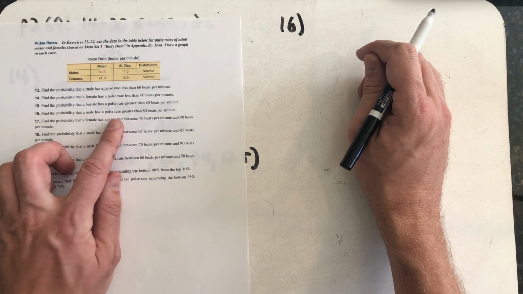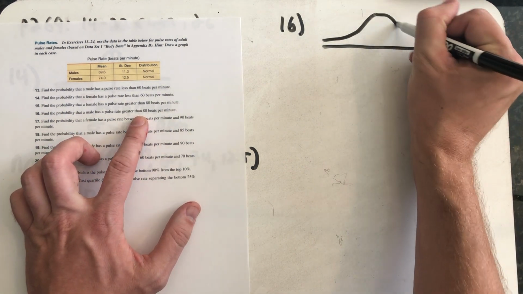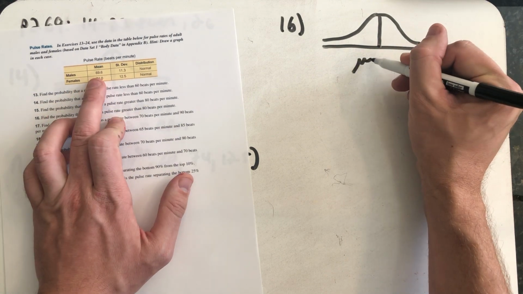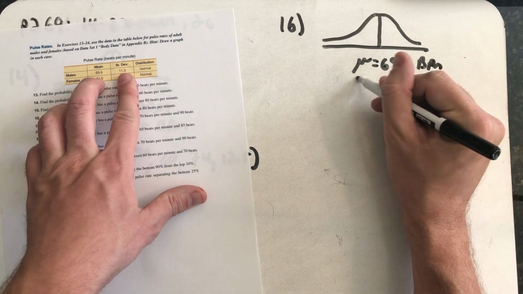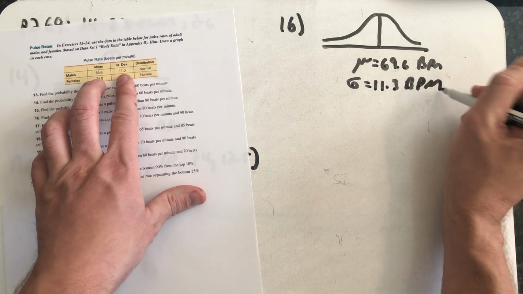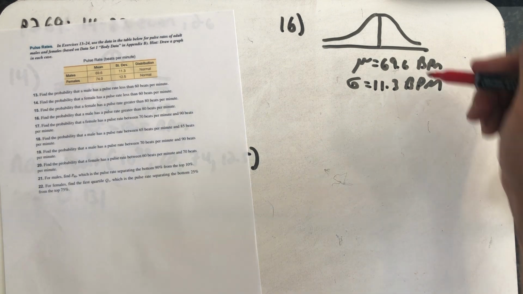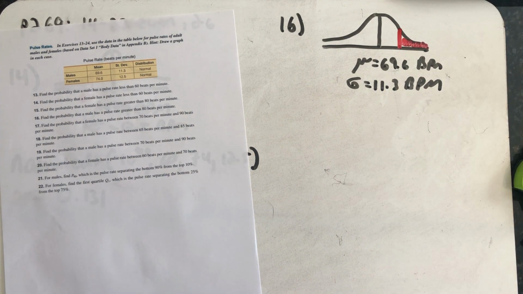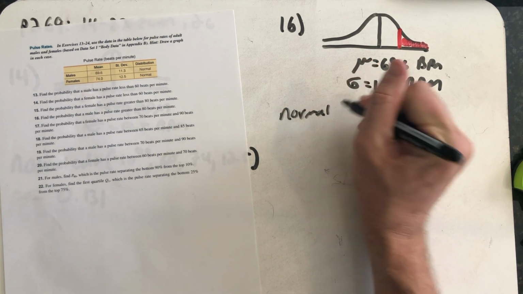Find the probability that a male has a pulse rate greater than 80 beats per minute. So again, a normal distribution. The mean this time, 69.6 beats per minute, and the standard deviation of 11.3. All right, greater than 80 beats per minute. 80's above the mean. Greater than means shade to the right. So I'll be using normal CDF again to find that probability.